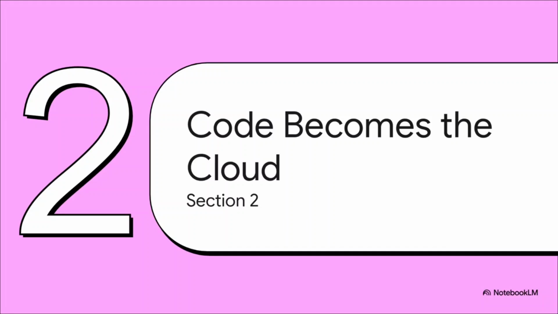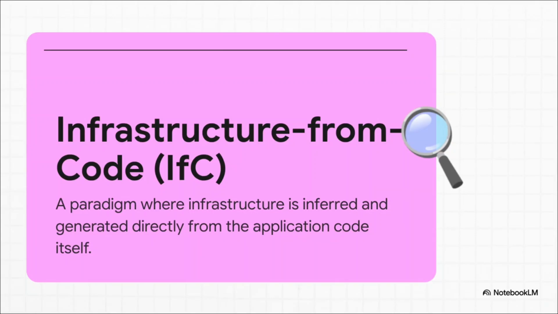And that better way is this new paradigm that's starting to emerge called infrastructure from code. This is where we stop treating the app and the infra as two different things. This is where we start treating them as one. So what is infrastructure from code, or IfC, really? Well, it's a paradigm where the cloud infrastructure you need is automatically figured out. It's inferred, and then it's generated right from your application code. You're not explicitly telling the cloud what to build anymore. Your code is showing it.